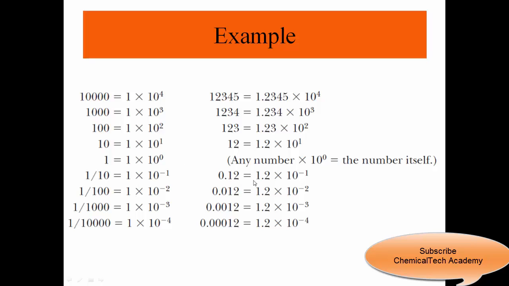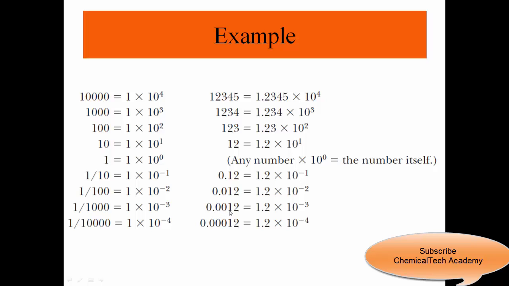Here we have 0.12. We need to move the decimal point to the right. So we have one place. So 1.2 times 10 power minus 1. Here we have 0.012. So we moved it 2 times. 1.2 times 10 power minus 2. As you see here, because these numbers are less than 1, all the exponent values are negative, and we are moving the decimal point to the right.